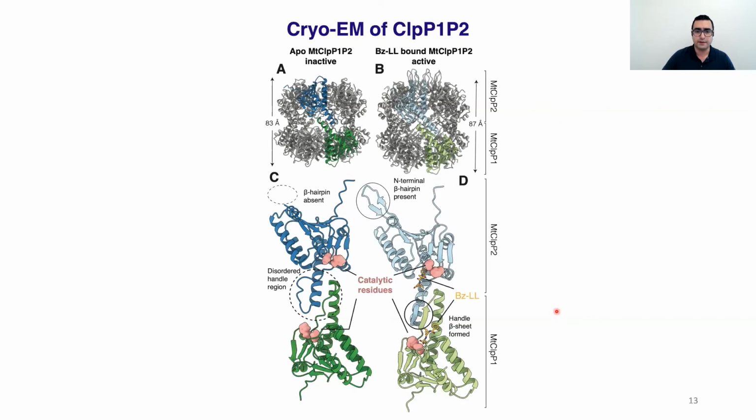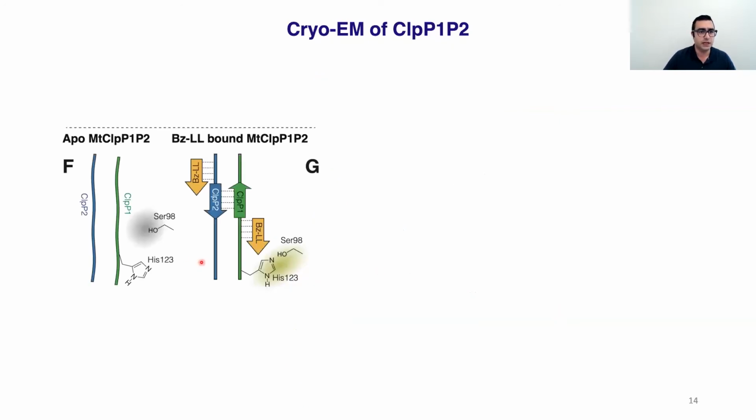So if I were able to show this schematically, this is the bezel-bound, this is the apo form where the handle region is quite disordered. The histidine residue is far away from the catalytic serine residue, and therefore we basically have no activity. But what happens when we add bezel is that bezel, despite the fact that it's only a dipeptide, forms backbone-mediated hydrogen bonds with the handle beta strands on both ClpP1 and P2, stabilizes them, forms a nice sheet, brings serine and histidine in close proximity, and you get activity back.